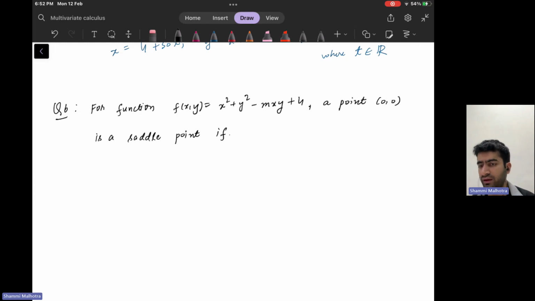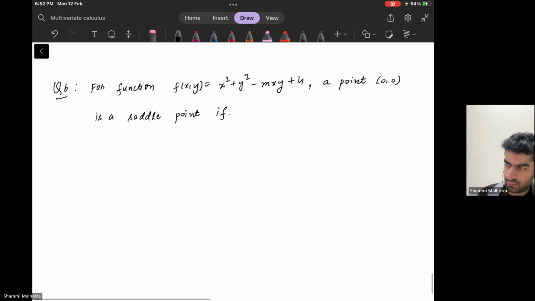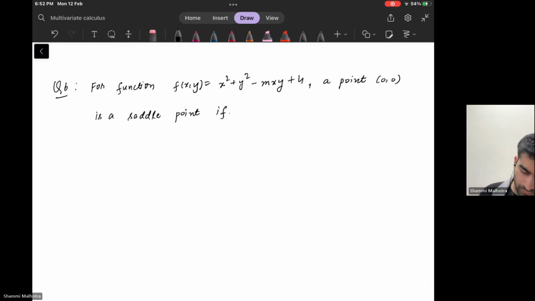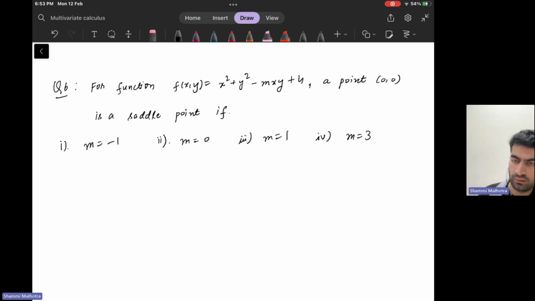We know that for the second derivative test, we need the exact values for which we get the saddle point. We have 4 options, and we have to see which option satisfies the criteria: m equal to -1, m equal to 0, m equal to 1, and m equal to 3.